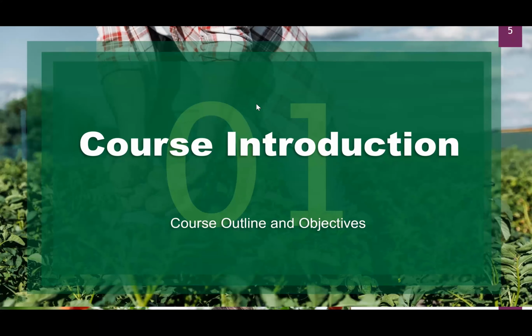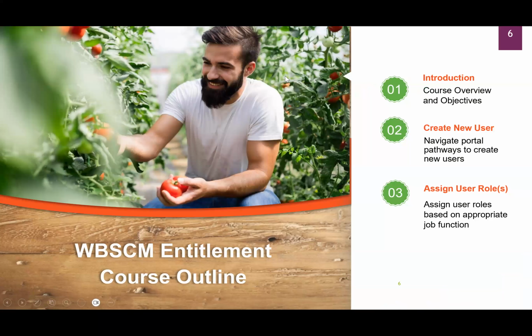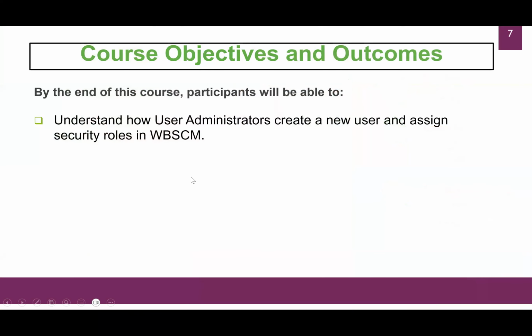Okay, so first we're going to go over a few different objectives. So this is our outline for this first part of the training. So of course we'll go over our overview and objectives. We're also going to discuss how to create a new user. So we'll navigate through the portal pathways to create new users. We'll go over assigning user roles. So the objectives and the outcomes. So by the end of this course, you all will be able to understand how user administrators create a new user and assign security roles in WebSCM.